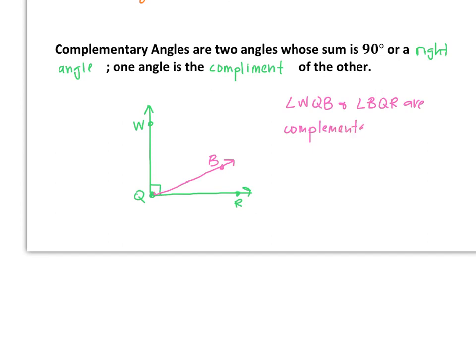All right, and they are complementary because the measure of angle WQB plus the measure of angle BQR equals 90 degrees. Okay, so two angles that are complementary add up to 90 degrees.